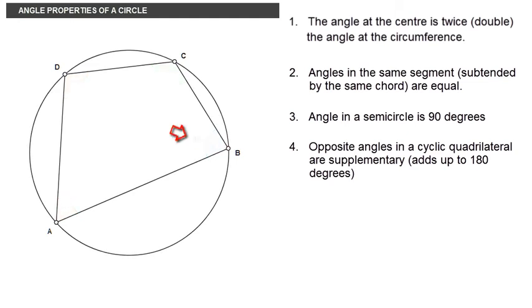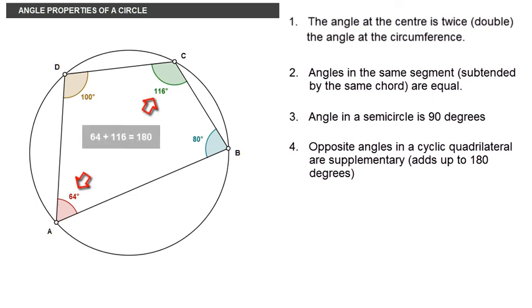Consider the angle at B. The angle opposite to it is the angle at D. As per the fourth property, adding these two angles will give 180 degrees, and it does. Now consider the angle at A. Opposite angle is the angle at C, and adding them up will give 180 degrees as well.